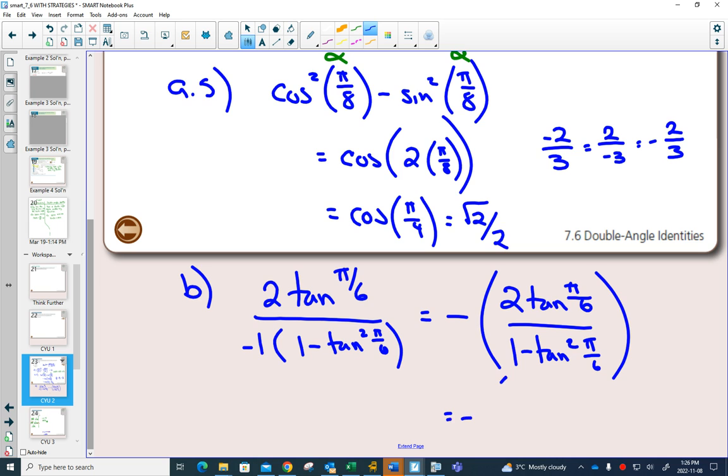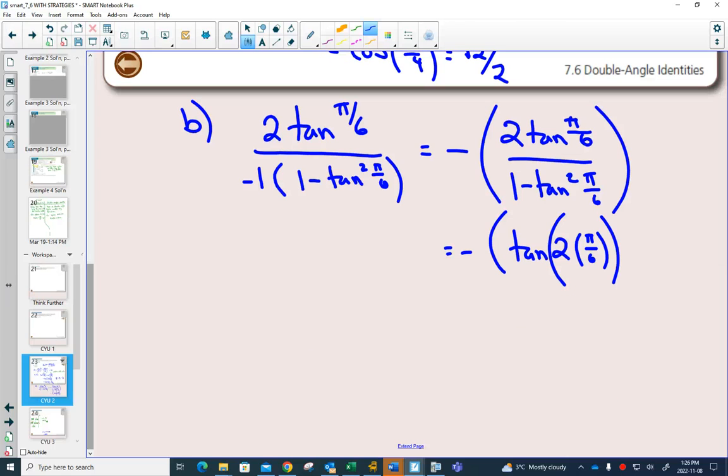And so I can change this to tan of 2 alpha, which is pi over 6, 2 times pi over 6. And 2 times pi over 6 is pi over 3. Tan of pi over 3 is root 3. So our final answer to this would just be negative root 3.